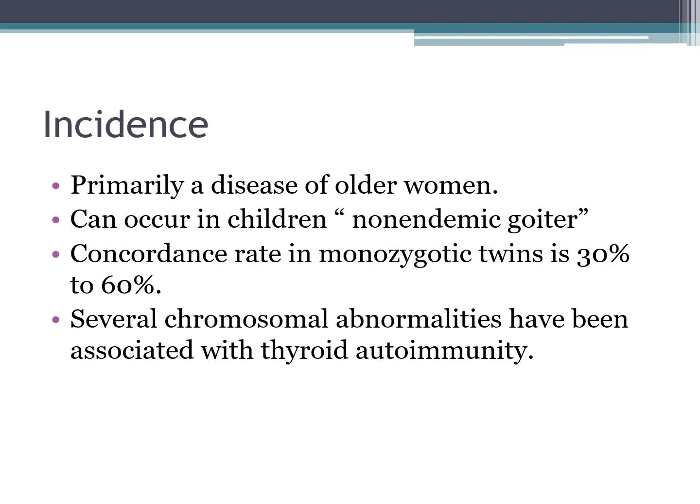As I have already told, it is the most common thyroid abnormality all over the world and particularly in the United States. It is not a disease only of older women; it can be present at any age, in childhood, in teenage, in adults, and in later age groups as well. Although it is more prevalent in older females, it is not limited to them, and it can present in any age group, particularly in the second or third decade of life. The concordance rate in monozygotic twins is 30 to 60%.